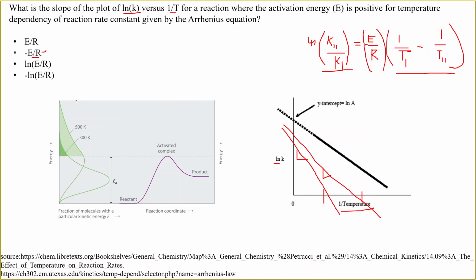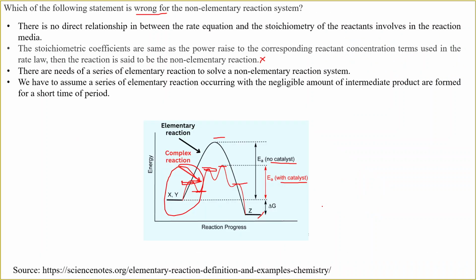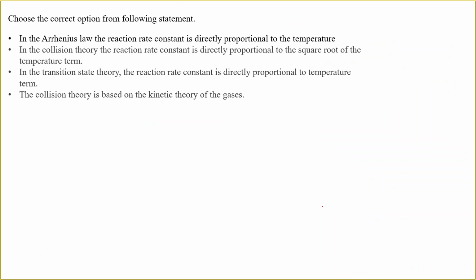Because you can see right here that as the temperature increases, the slope of the curve also increases. So in that case, in Arrhenius law, when the temperature is higher, the rate constant will be much higher and the reaction will proceed much faster. Next, we have in the collision theory, the reaction rate constant is directly proportional to the square root of the temperature term.